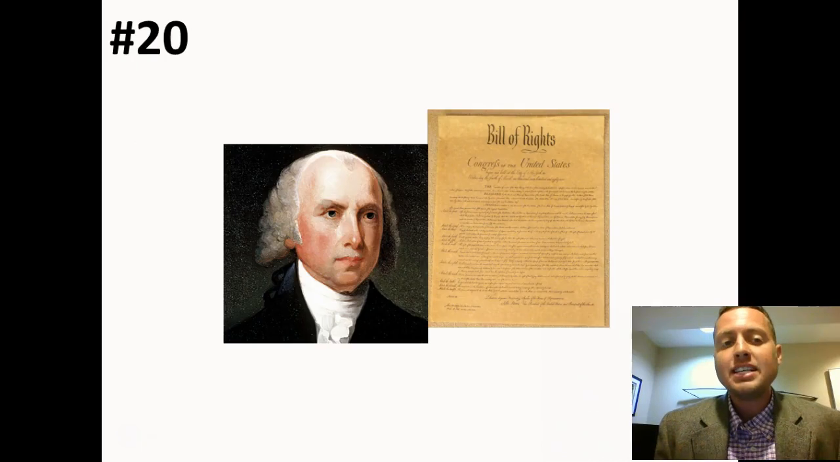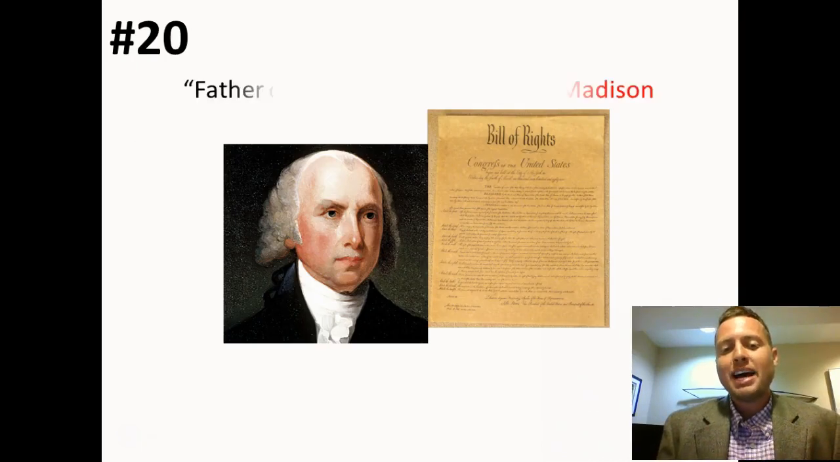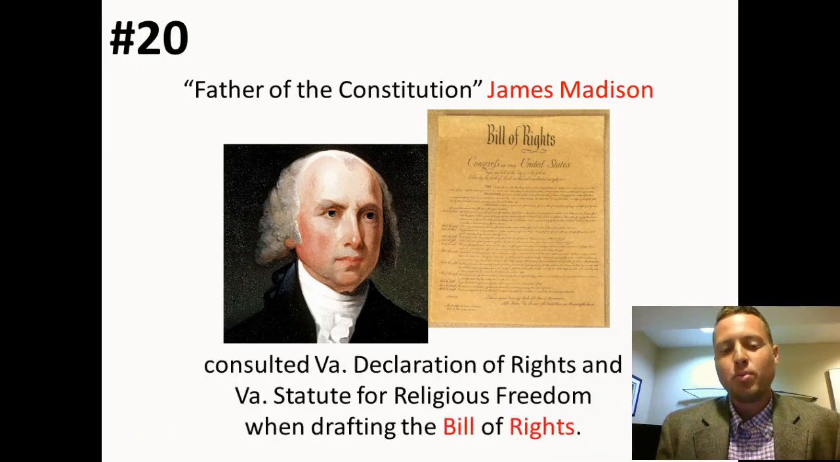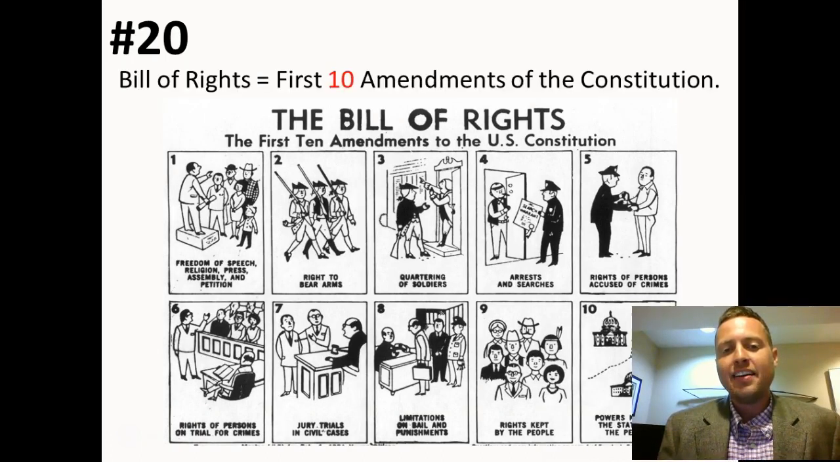Who borrowed these ideas? James Madison borrowed these ideas. The father of the Constitution is James Madison. Remember that. Guy who kept those copious notes. He wrote the Bill of Rights. He consulted the Virginia Declaration of Rights and the Virginia Statute for Religious Freedom when drafting the Bill of Rights. How many amendments does the Bill of Rights have? Number 10. The first 10 amendments of the Constitution are the Bill of Rights. Made everybody all happy and led to the ratification of the Constitution.